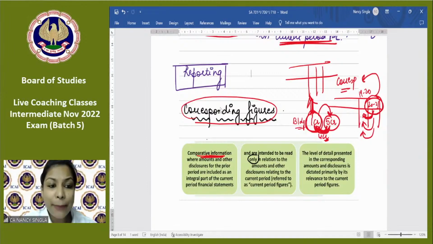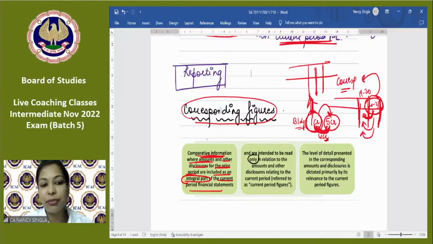ठीक है. So comparative information where amounts and other disclosures for prior period are included as an integral part of current period financial statement and are intended to be read only in relation to amounts and other disclosure relating to current period. देखो integral part है ना, वहीं पर तो आपने ऐड कर दिया ना उसको. मैंने पहले से इसको सर्कल किया, only in relation to.